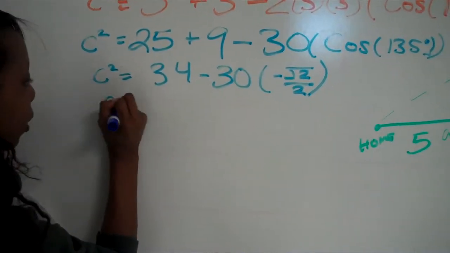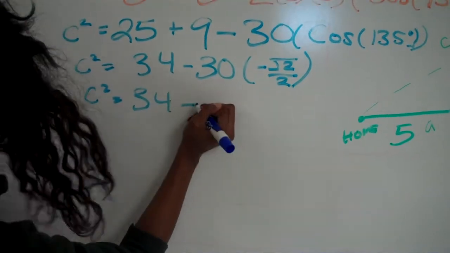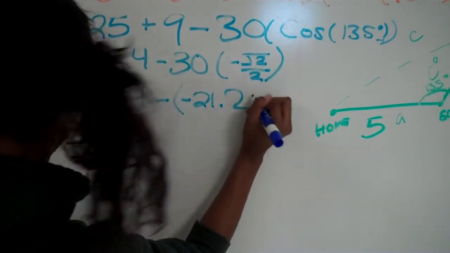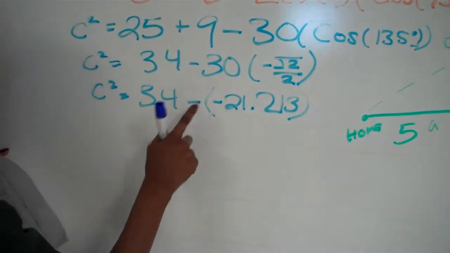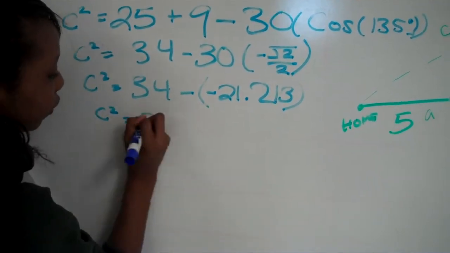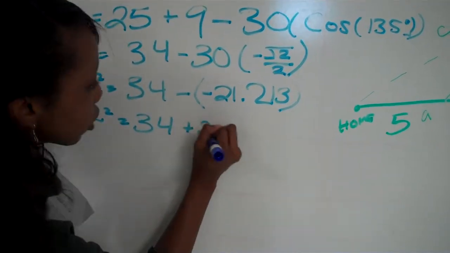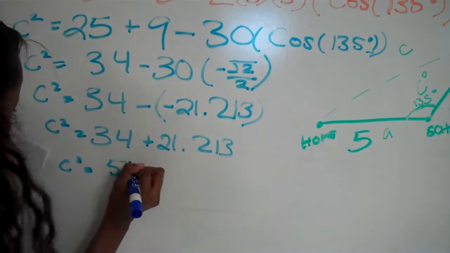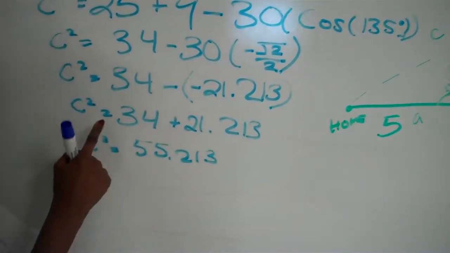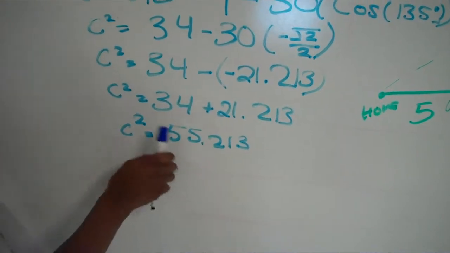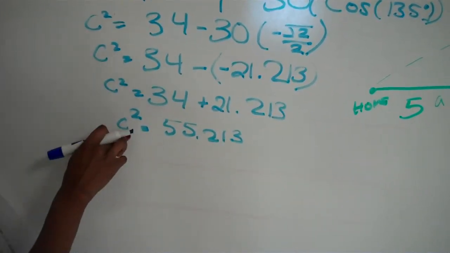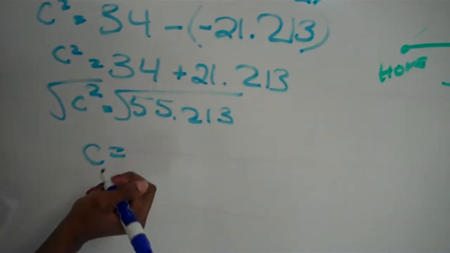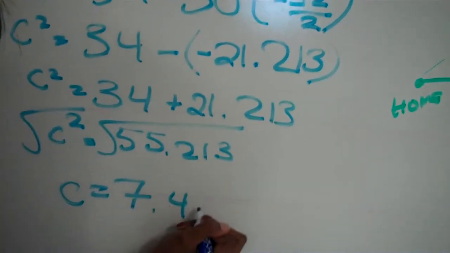And so we have to multiply this part out. 34 minus negative 21.213. Negative and negative, you distribute the negative and it becomes a positive. So 34 plus 21.213. Add those two together and you get 55.213. But 55.213 is equal to c squared. So in order to isolate the c, you have to square root both sides. So in the end, c equals 7.430.